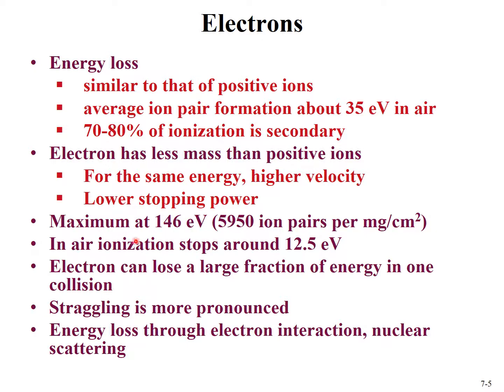When an electron reaches about 150 electron volts, you get almost 6,000 ion pairs per milligram per centimeter squared formed. So similar to that range figure we showed for an alpha particle, the electron will have the same thing, but once it reaches a certain energy, stopping increases dramatically. Electrons can also lose a large fraction of their energy in a single collision. And since their mass is less, we expect straggling to be much more pronounced than the example we were discussing with alpha particles.